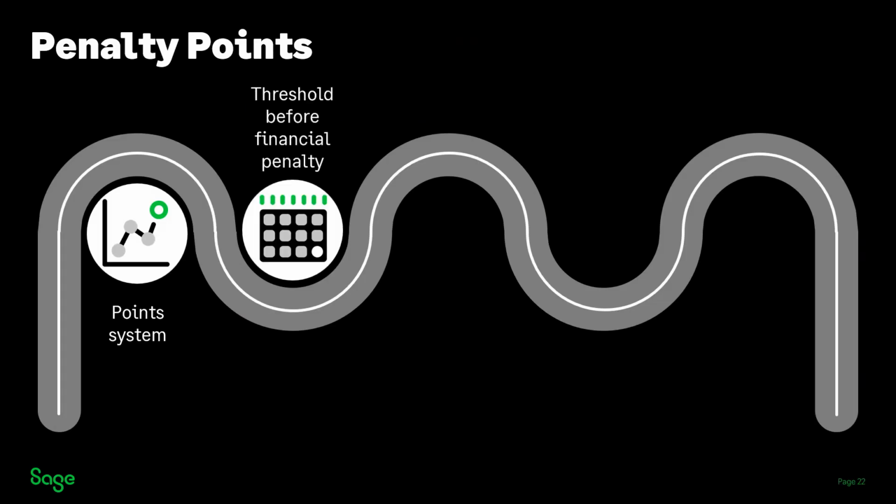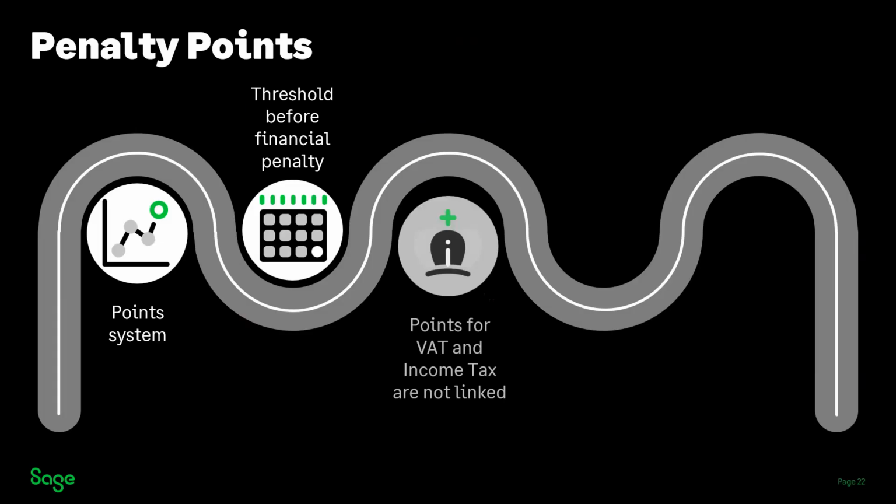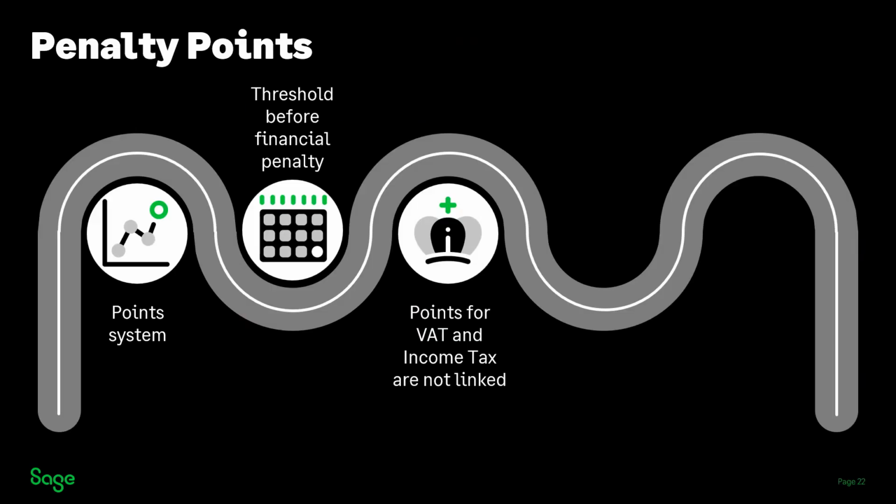Points for MTD for VAT are not linked. They are 2 completely separate processes. If you get 3 points and begin to be consistent with your submissions on time, then for the next 12 months, points will be deducted.